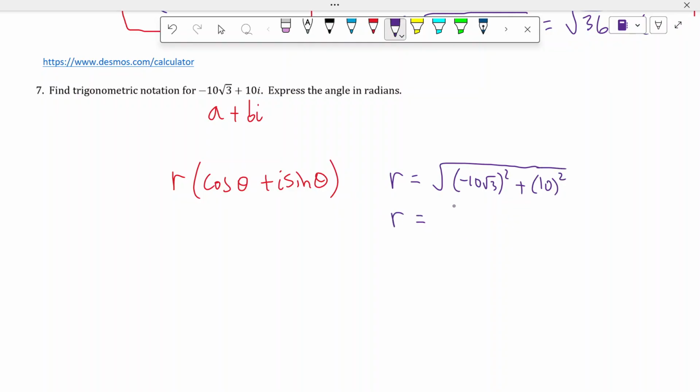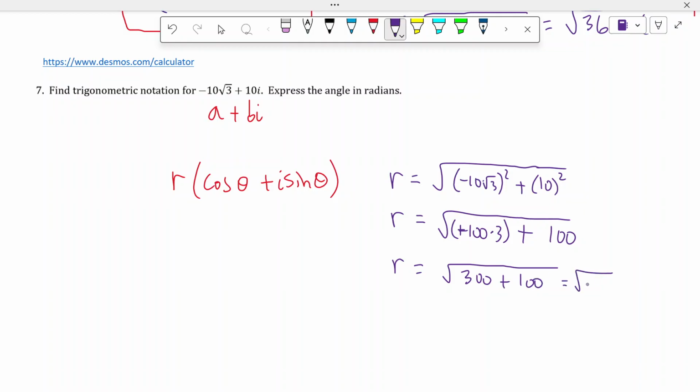So let's just quickly crunch that. 10 squared is easy, that's just 100. But for this one, negative times negative is positive. 10 times 10 is 100, and root 3 times root 3 is just 3, so we multiply by that. So our r is the square root of 300 plus the 100, so it's actually the square root of 400.